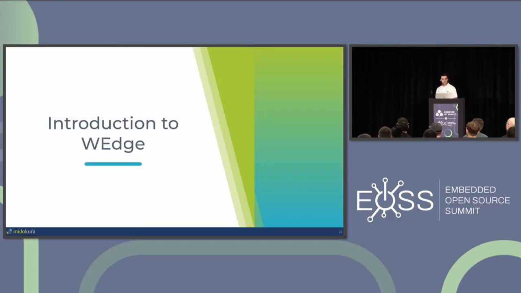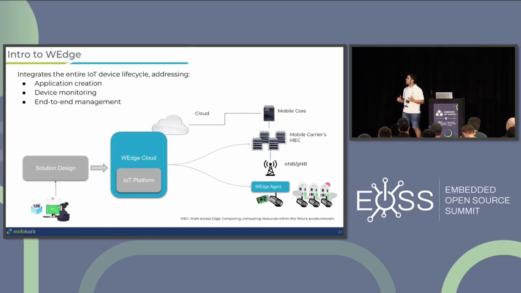Okay. Now I will introduce the Wedge, that is the product that tries to integrate and facilitate all the topics that I have explained at the beginning. So Wedge basically integrates the entire IoT device lifecycle management, where we focus on the application creation, but also the device monitoring and the end-to-end management of providing the modules in the marketplace and making sure that the SDKs that you need are available and that can be deployed. So here on the left, we have the solution developer that uses the SDK, and then through the Wedge Cloud that uses the IoT platform to talk with the devices, it is able to deploy the WebAssembly modules into the Wedge agent. That is the piece of code that integrates with WAMR to execute the WebAssembly modules.